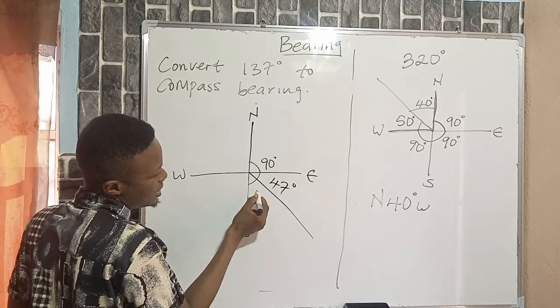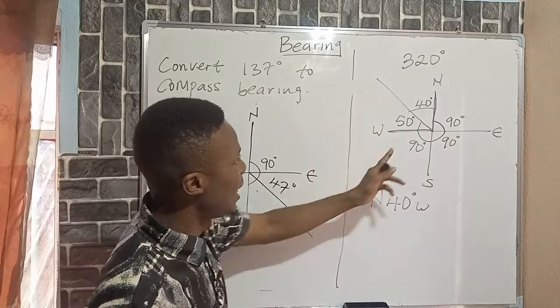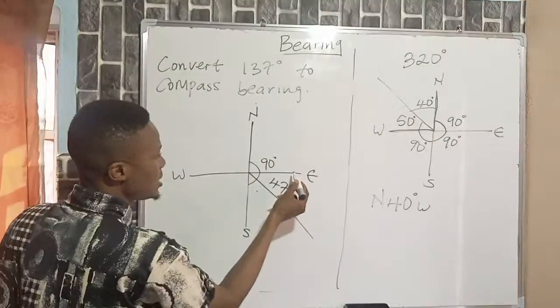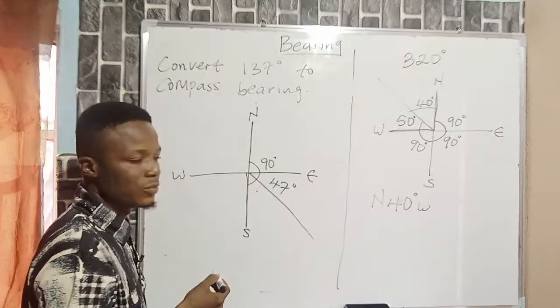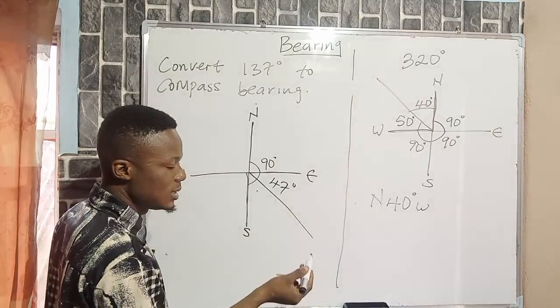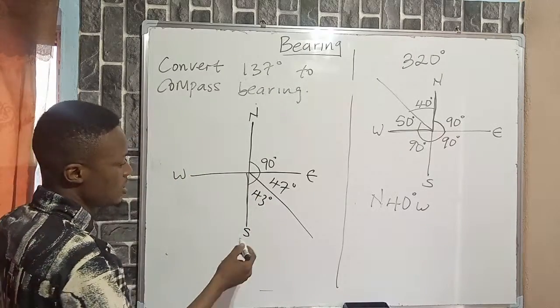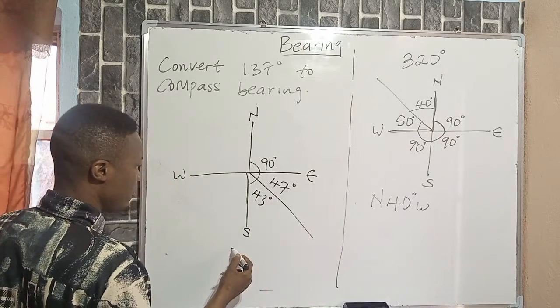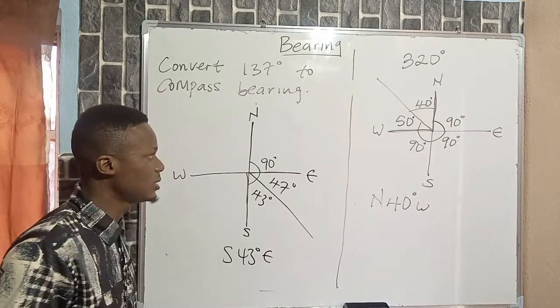But the angle we need is this one, which is attached to the south. Remember, it must be attached to the south or attached to the north. And this is a quadrant of 90 degrees. So if I remove 47 from 90 degrees, I'll be having 43 degrees. And it's under the southeast. So I'll have it as 43 degrees east of south. And that is the answer.